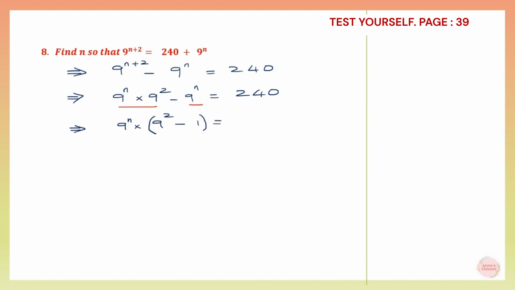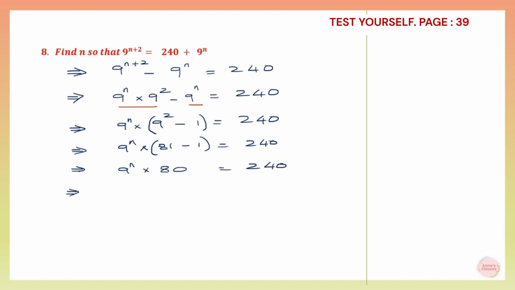And here we have 240. Now this is 9 raised to the power of n into 9 nines are 81 minus 1, which is 240. So now again we have 9 raised to the power of n into 81 minus 1 is 80. This is equal to 240. Now we are going to find the value of n, isn't it? So we are going to write 9 raised to the power of n is equal to 240, and this 80 which is on the left hand side, I'm going to take it to the other side. So this is multiplication, so when it goes to the other side it becomes division by 80.